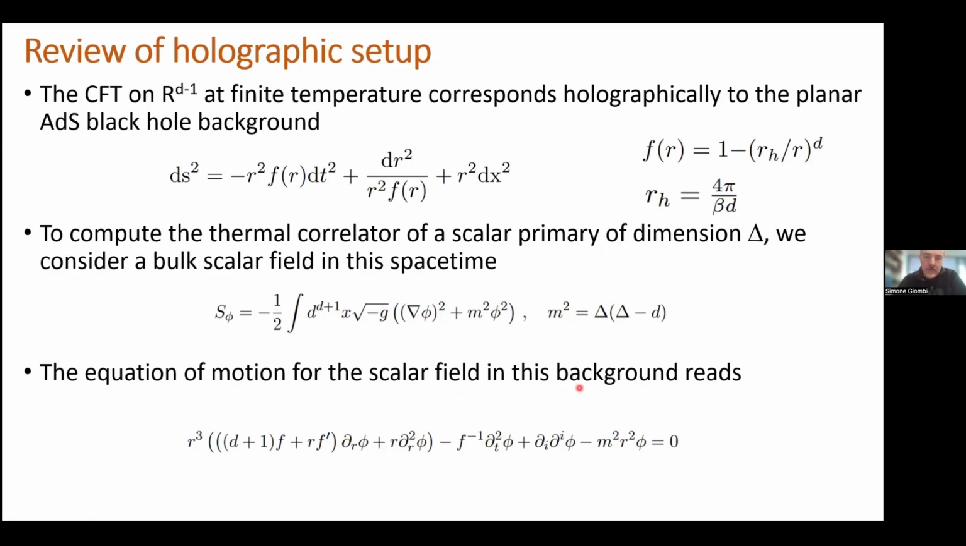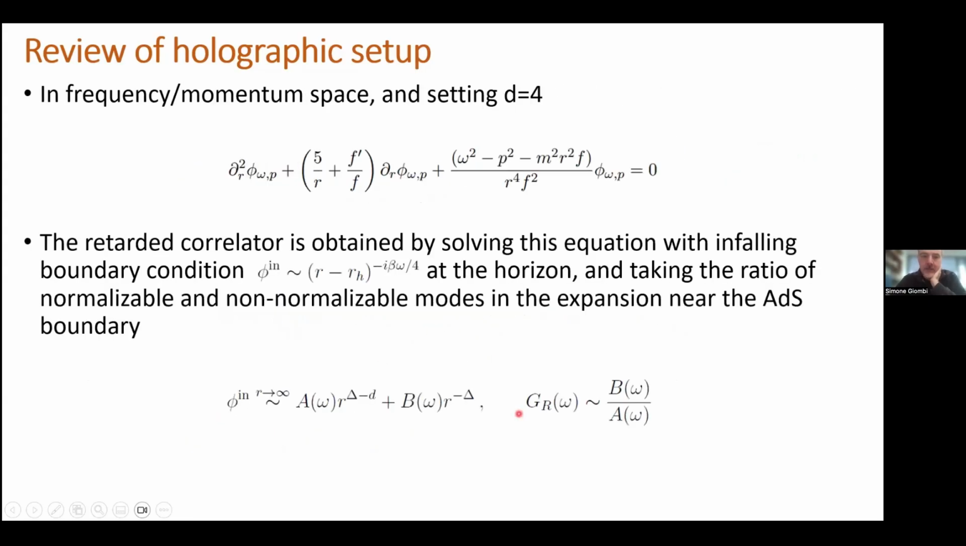Now let me briefly review the holographic setup, which I already mentioned before. We start with this planar black brane background, and for now I'm still focused on the case of the usual bulk scalar fields dual to a local operator. So we put a bulk field in this background. The free action is given here, where the mass is related to the scaling dimension, and the equation of motion is this wave equation. Going to frequency-momentum space, one has to solve this kind of equation, and here I already specialized to d equal 4.